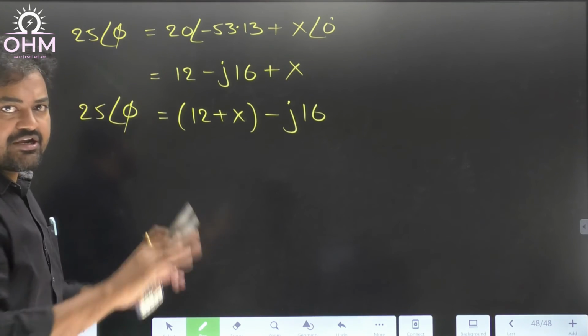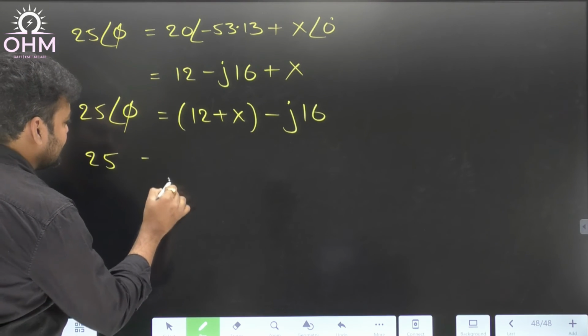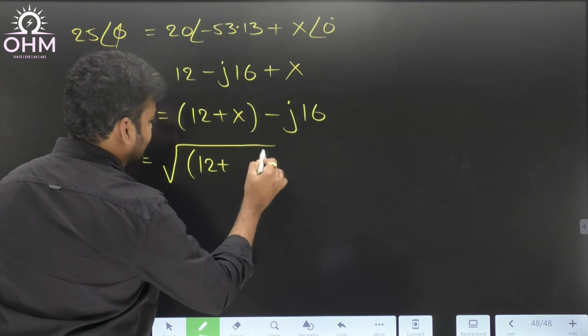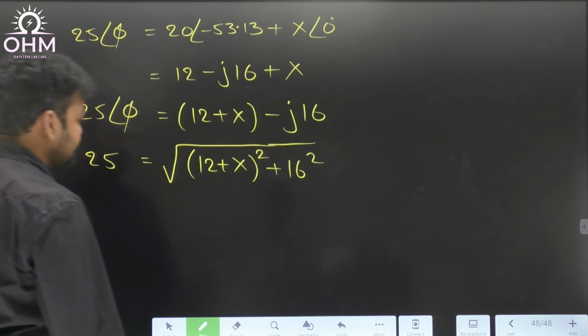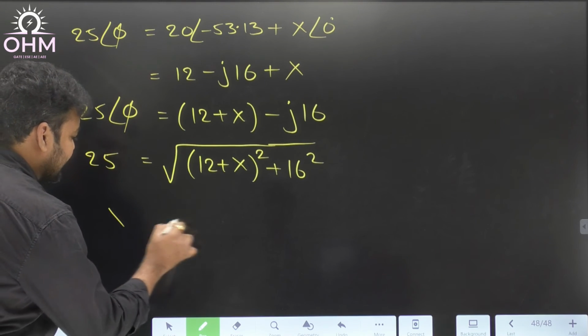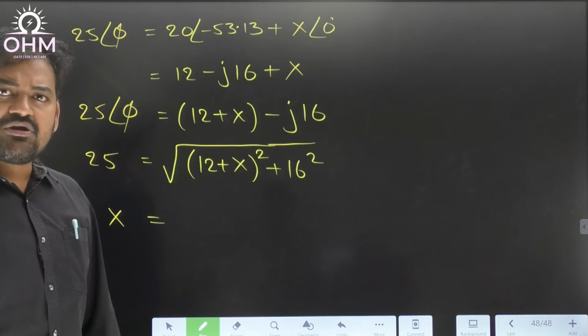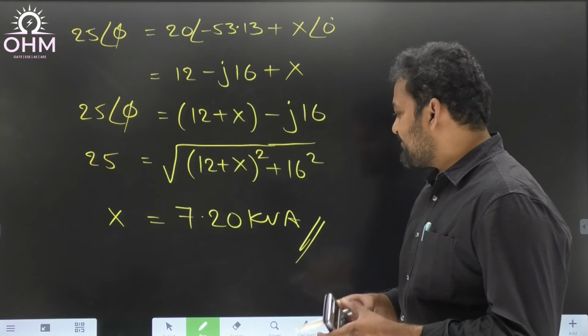I don't bother about phi at all. Okay, so now I can equate the magnitude. 25 is equal to the square root of (12 plus X) whole squared plus 16 squared. And if I solve, I will get that X value, that is the extra kVA load, so that the transformer does not exceed its rating. Okay, so if I solve it, 7.20.